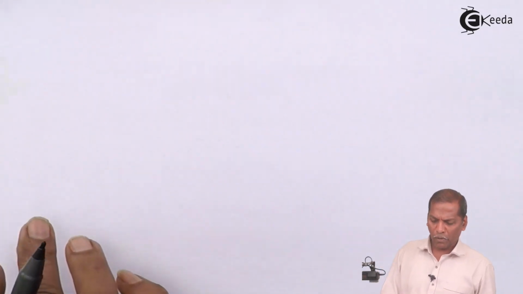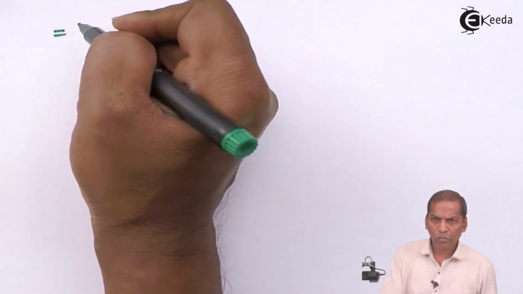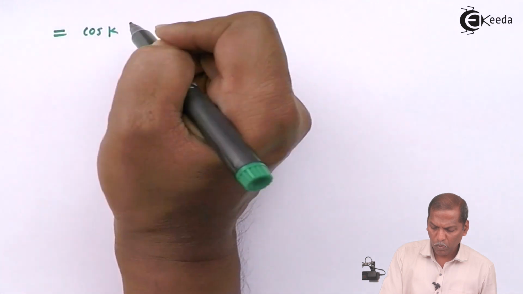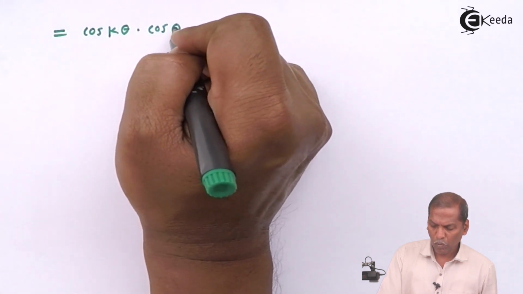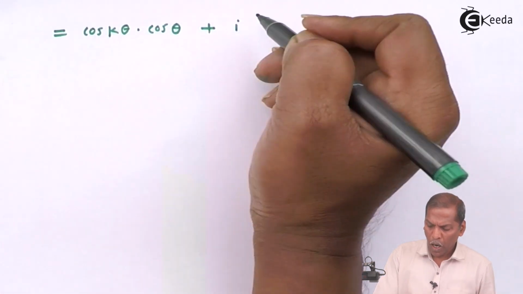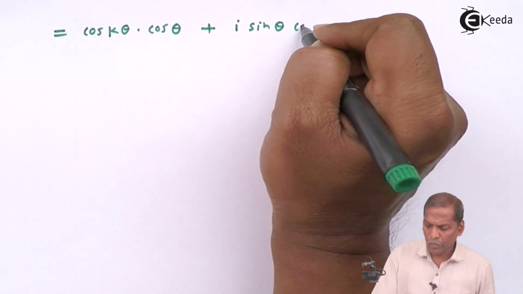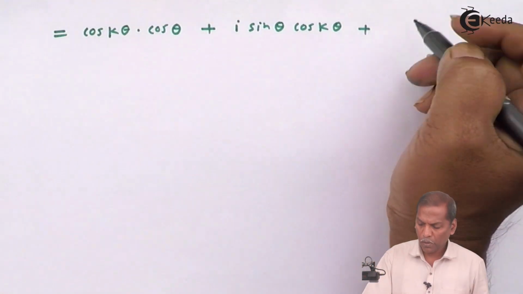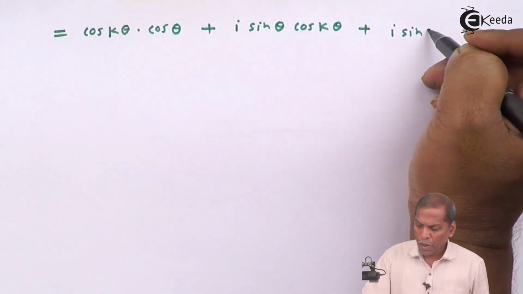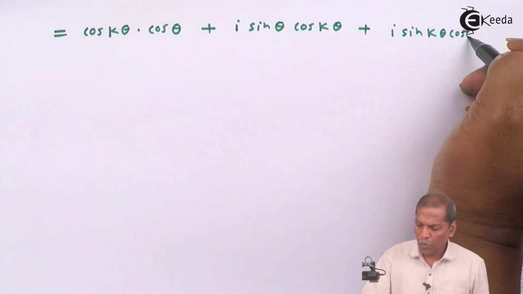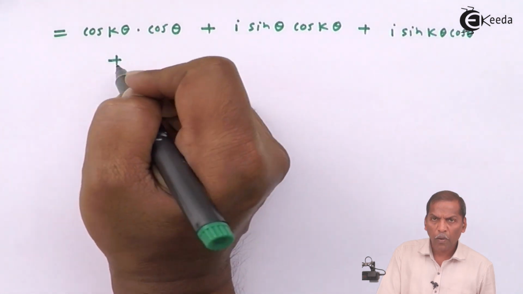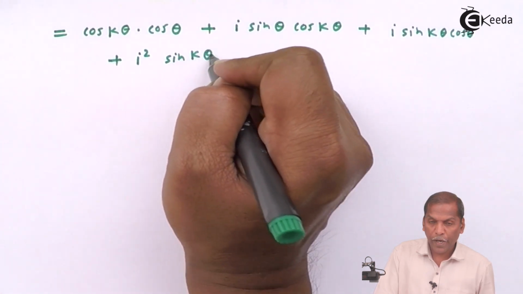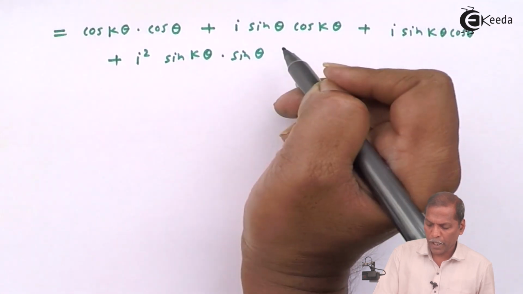So the next step will be equal to cos k theta into cos theta, plus i into sin theta into cos k theta, plus i sin k theta into cos theta, plus i square sin of k theta into sin theta.